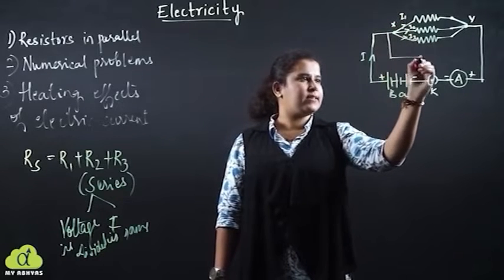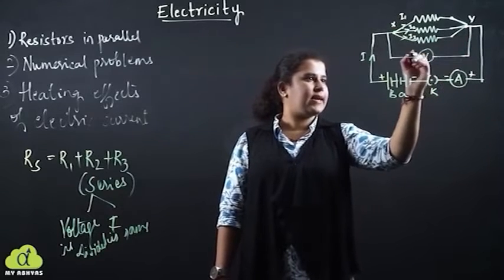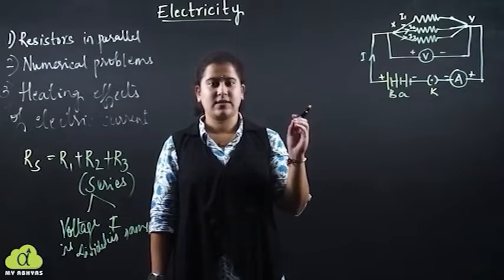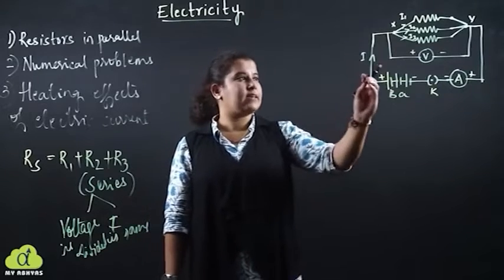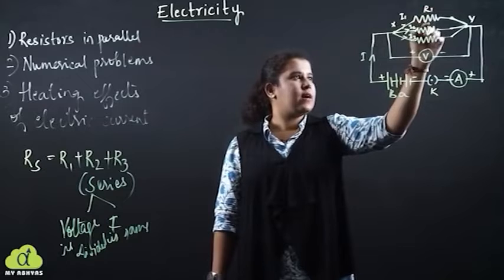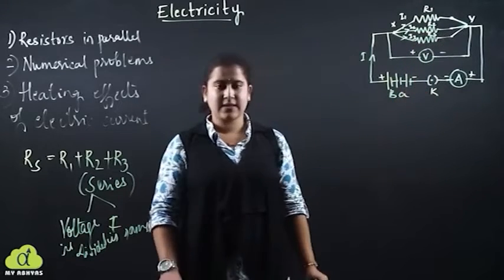Next, I'll attach a voltmeter here so that I can understand the potential difference, what the voltage is when the current is moving through those resistors. Next, coming to R1, R2 and R3. So this is my circuit connection.